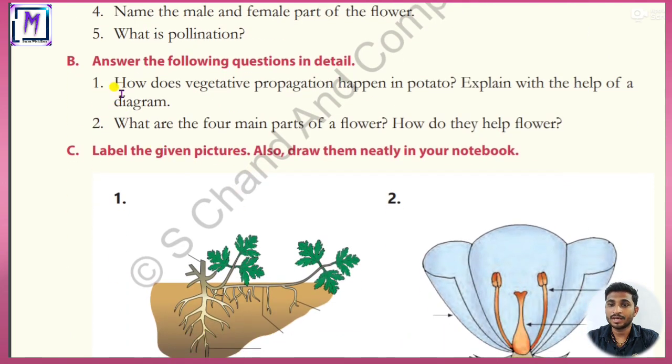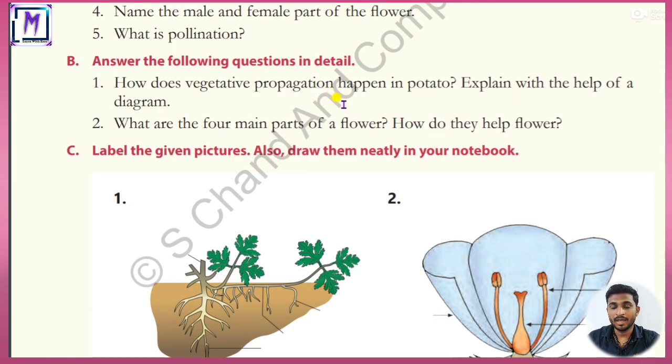Now see, the next question is there. Question B. Answer the following questions in detail. The first question is: How does vegetative propagation happen in potato? And explain with the help of a diagram. So you just have to draw a diagram of the potato which has developed many nodes or eyes on it. You have to label it well, and after that you have to explain how the potato is reproduced.